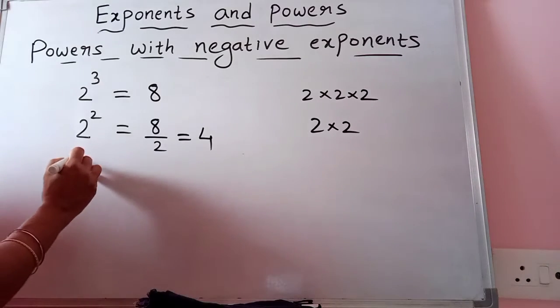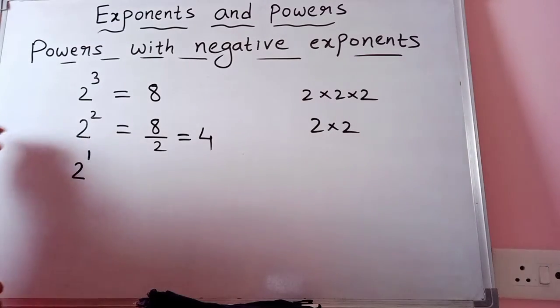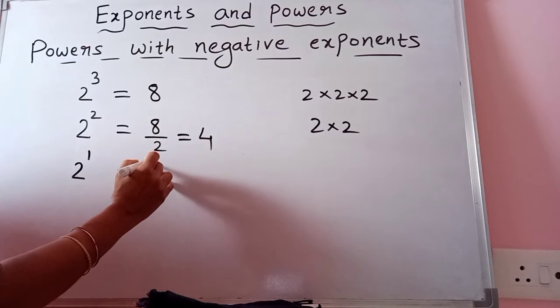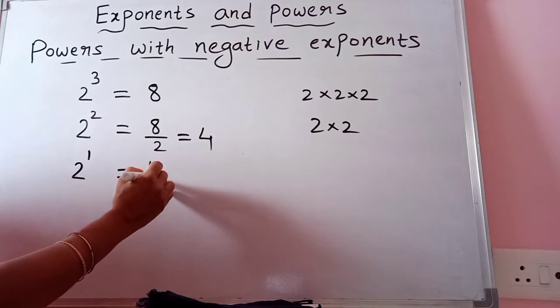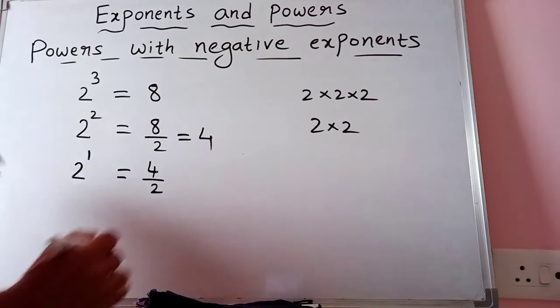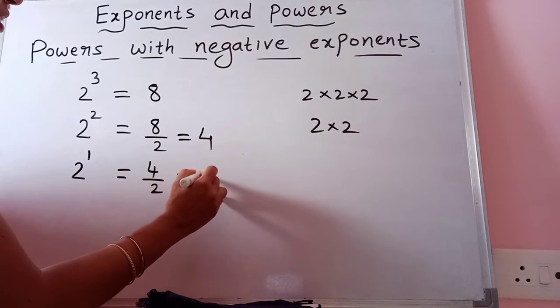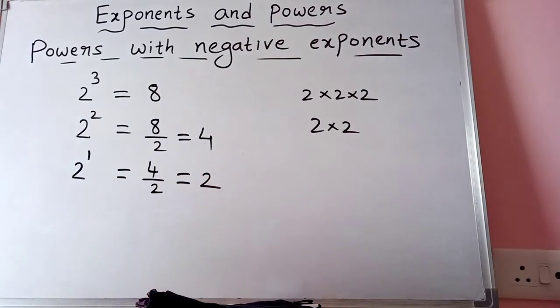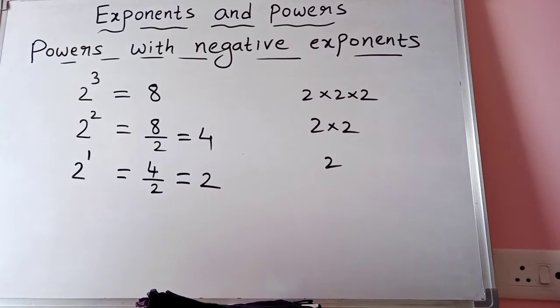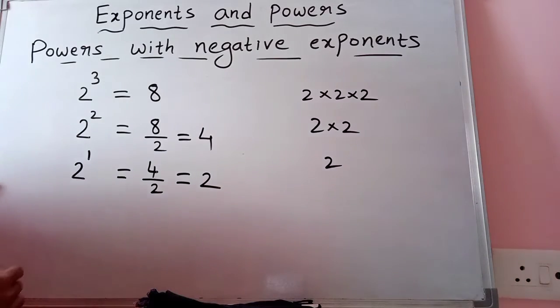In the same way, 2 to the power of 1. Further, if I reduce the exponent by 1, from the previous result 4, I am dividing by 2. Then the result is 2. That is, 2 to the power of 1 value is 2. 2 to the power of 1 is known as 2 only, 1 time 2.